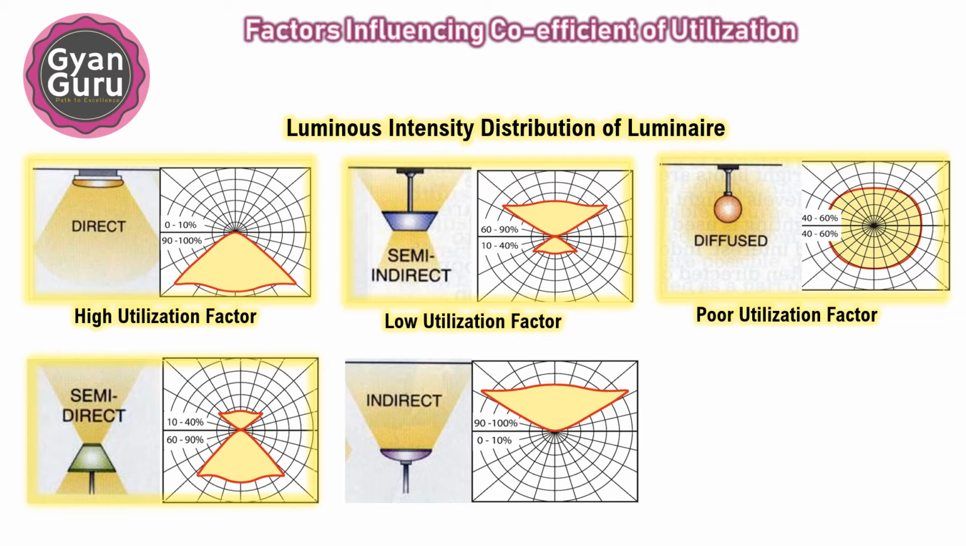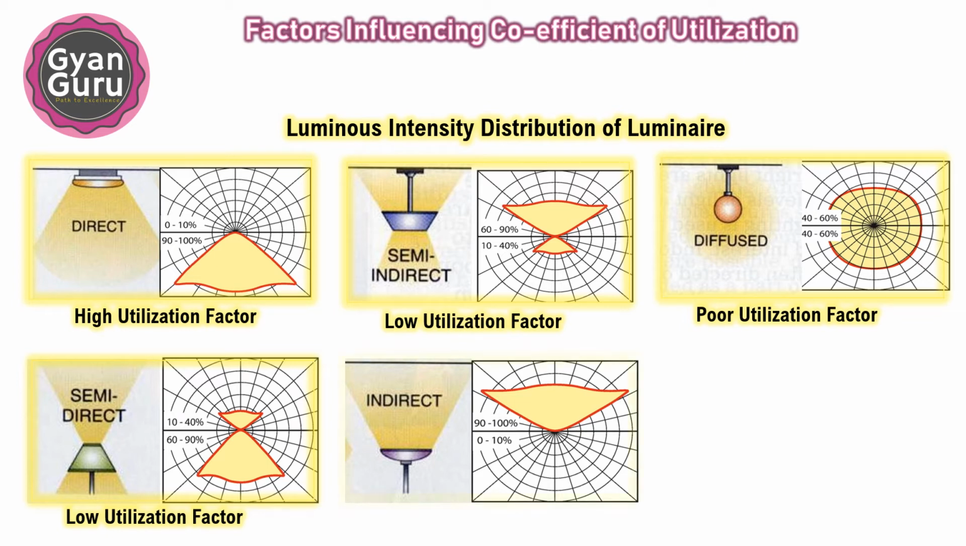Semi-direct distribution: 60 to 90% of the light falls downwards directly on the working plane, but a considerable amount, around 10 to 40%, reaches the ceilings and walls also. Such a system is best suited to rooms with high ceilings where a high level of uniformly distributed illumination is desirable. Such distribution will have a low utilization factor, as 60 to 90% of the light falls downwards and 10 to 40% upwards.